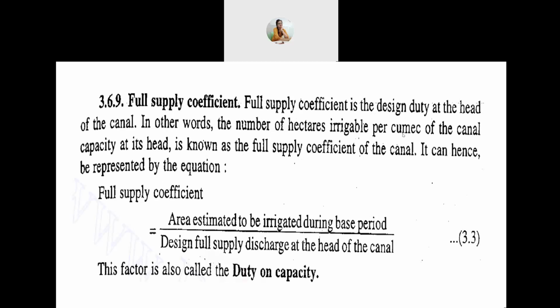The next term is full supply coefficient. So full supply coefficient is the design duty at the head of the canal. In other words, the number of hectares irrigable per cumec of the canal capacity at its head is known as the full supply coefficient of the canal. It can hence be represented by the equation: full supply coefficient is equal to the area estimated to be irrigated during base period divided by design full supply discharge at the head of the canal. So this factor is also known as the duty on capacity.